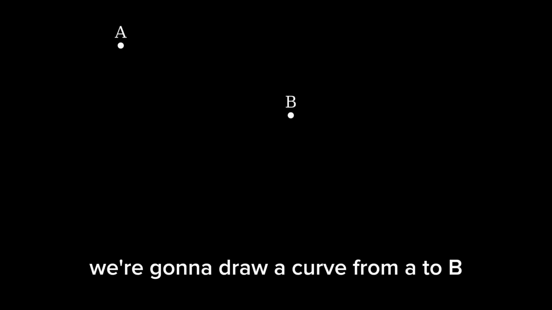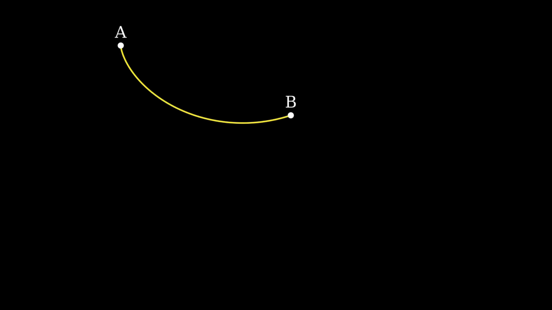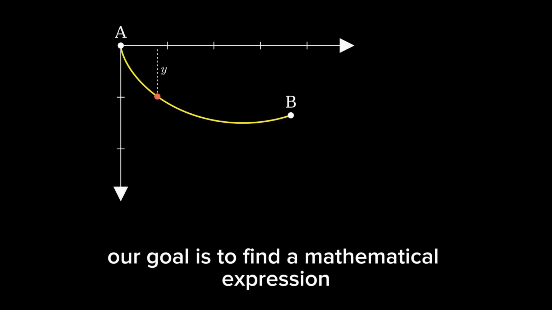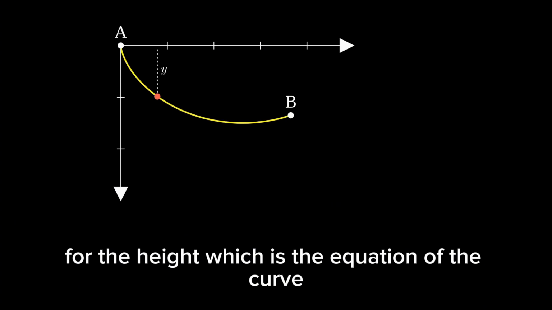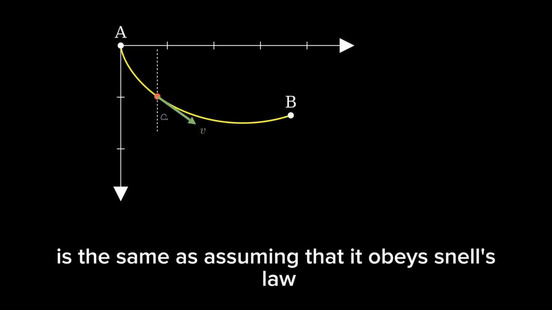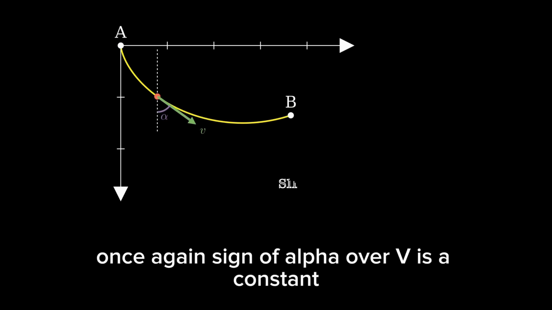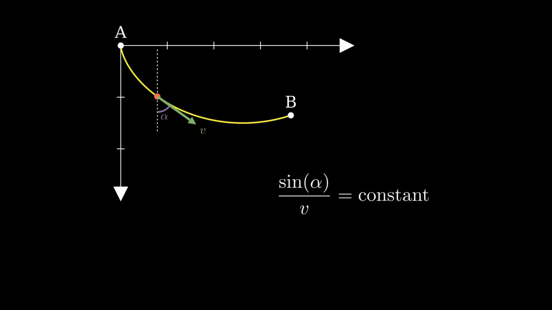So let's return now to our original problem. We're going to draw our curve from A to B, and just assume that this is the curve of fastest descent. Our goal is to find a mathematical expression for the height, which is the equation of the curve. Assuming that this curve is the Brachistochrone is the same as assuming that it obeys Snell's law at any point. Once again, sine of alpha over v is a constant.